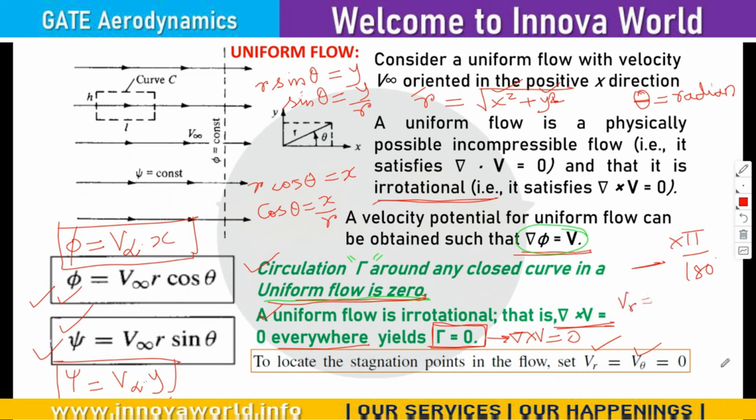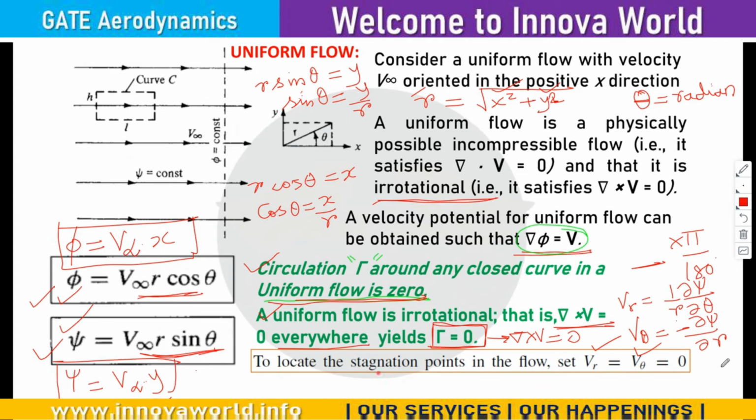What is Vr? Vr is 1 by r dou psi by dou theta, and V theta equals minus dou psi by dou r. You remember this formula. Since it is in polar coordinates, you have to use this formula. When you differentiate with respect to theta and r, you will get Vr and V theta.